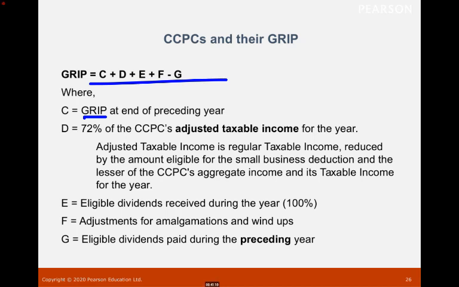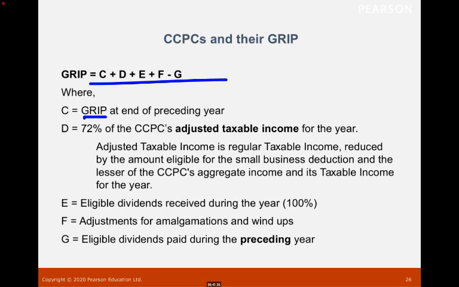E is the eligible dividends received during the year. F is any adjustments for amalgamations or wind-ups. I'm not going to give you a big complicated amalgamation or wind-up question. Tax 2, again, we're working on some of the basic stuff here in chapters 11, 12, 13.